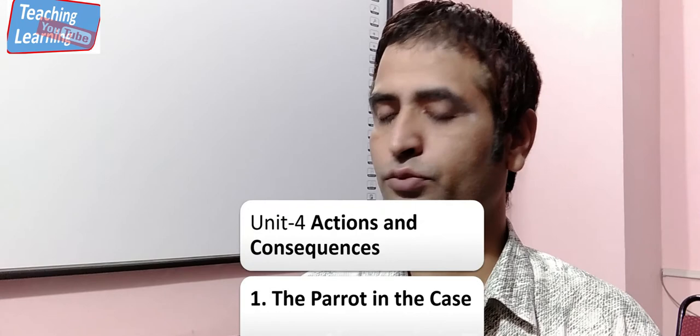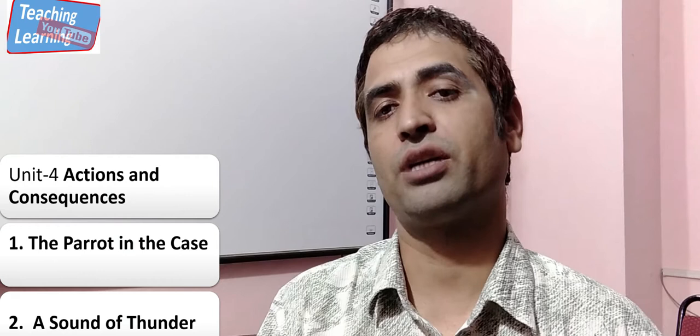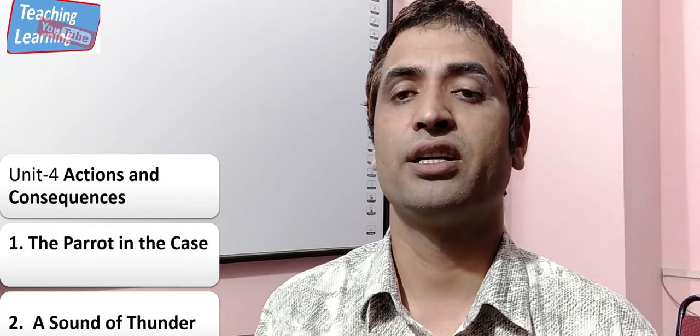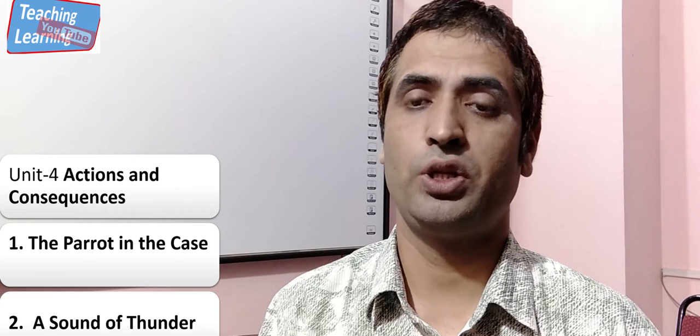So today in this video, I am going to interpret the four level interpretation description of Unit 4. Before I start, the title of this unit is Actions and Consequences. As I have already mentioned, we should learn something from the title also, because the title gives us many ideas about what we study in the coming lesson. So the title is Action and its Consequences.